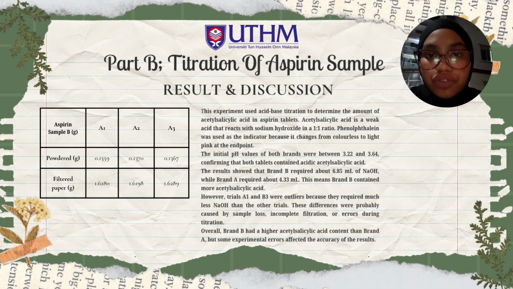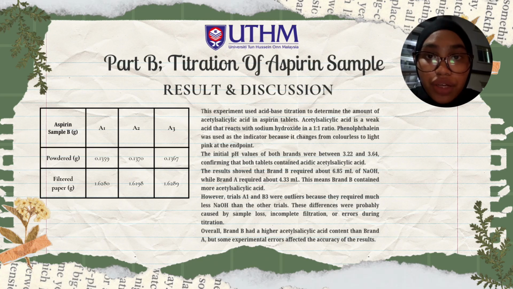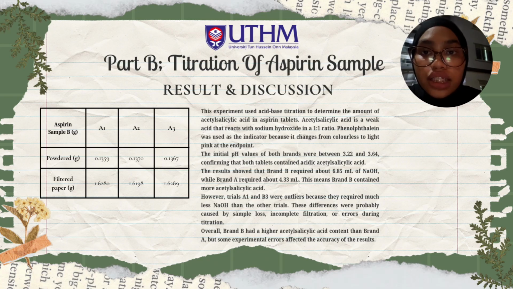For Part B, titration of aspirin sample. For the result, you can see the table. I already stated that this experiment used acid-base titration to determine the amount of acetylsalicylic acid in the aspirin tablet. Acetylsalicylic acid is a weak acid that reacts with sodium hydroxide in a 1:1 ratio. Phenolphthalein was used as an indicator. The pH values of both brands were between 3.22 and 3.64, confirming that both tablets contain acidic acetylsalicylic acid.